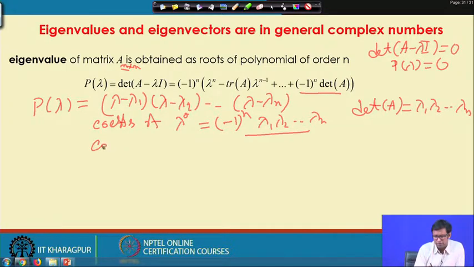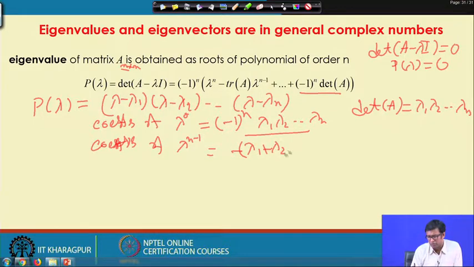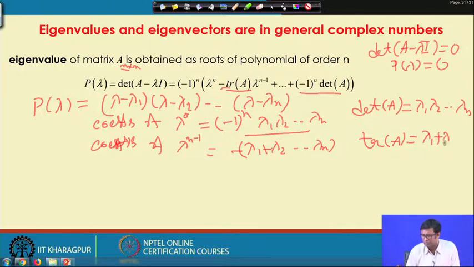Similarly, if we compare the coefficients of lambda to the power n minus 1 from both sides, we see that minus lambda 1 plus lambda 2 up to lambda n is the coefficient, which is nothing but minus trace of A. So, we can quickly show the two propositions we obtained as properties of eigenvalues in the last few lectures: the sum of the eigenvalues is the trace of the matrix, which is the sum of the diagonal elements, and the product of the eigenvalues is the determinant of the matrix.